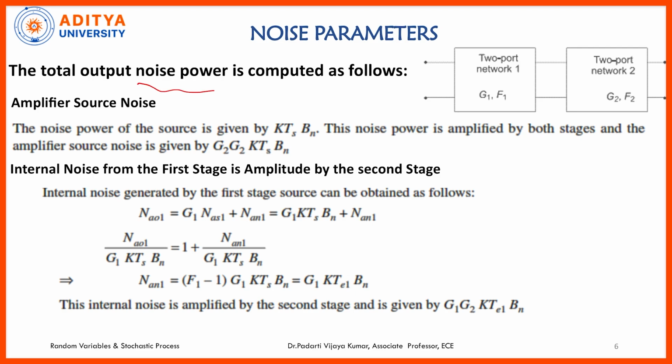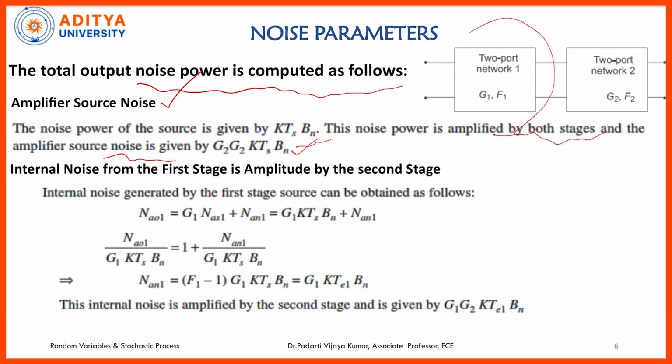So the total output noise power can be computed as follows. In the first case, amplified source noise. The source itself will generate some noise, that is nothing but kTsBn. This noise power is amplified by both stages and it produces the noise as G1 G2 kTsBn.